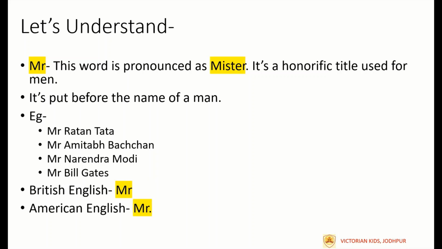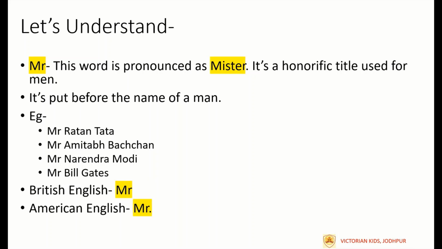Let's see some other examples. You would say Mr. Ratan Tata and not simply Ratan Tata. Similarly, instead of saying Amitabh Bachchan, you will say Mr. Amitabh Bachchan.